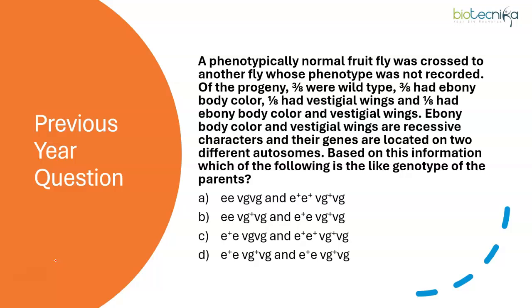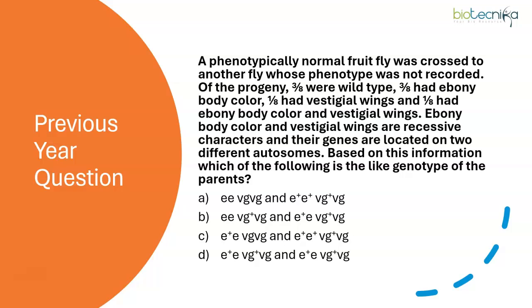So the very first question that I have here is one of the type where the cross is explained. Okay, so some phenotype or some genotype of the parents are given, the phenotype of the next generation is given, and their proportions are given. We have to analyze this question and the information that is given here to find out the exact genotype of the parents. This is one type of question which is asked. So let's see how to solve this question.